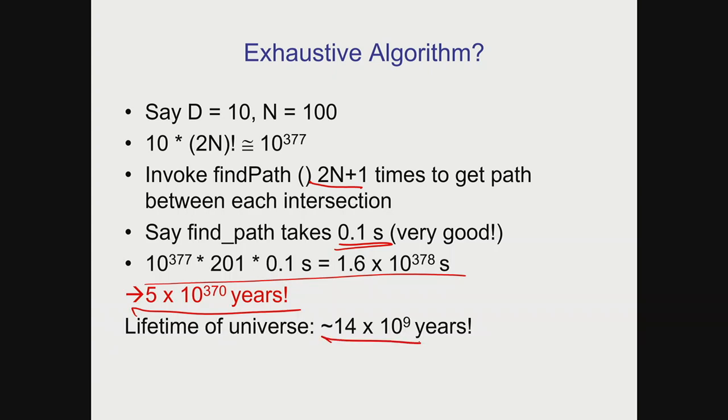The lifetime of the universe is about 14 times 10 to the 9th years. So this is vastly bigger than the lifetime of the universe. You are never going to have this complete, and it doesn't matter how fast a computer you get. It doesn't matter if you got a whole bunch of computers, divided the problem up, got all the computers in the world, and ran it for the lifetime of the Earth; it still falls way short. So we cannot use an exhaustive algorithm. We're going to have to do something faster.